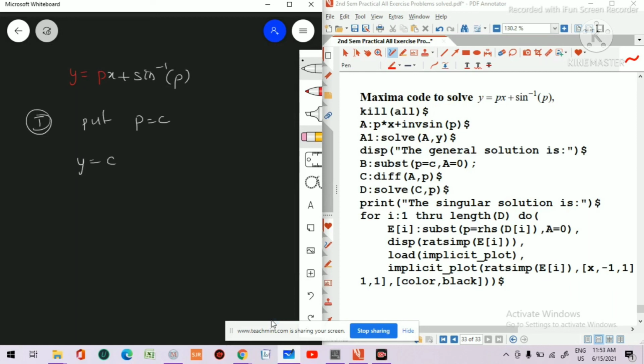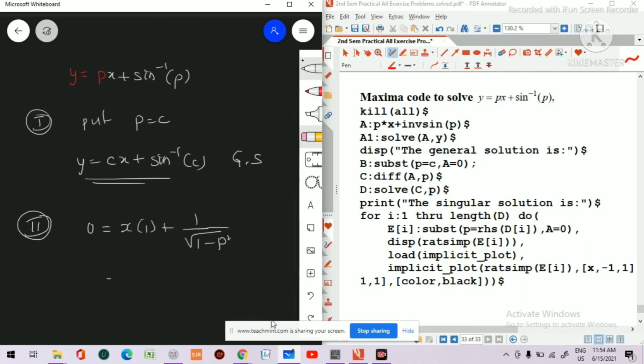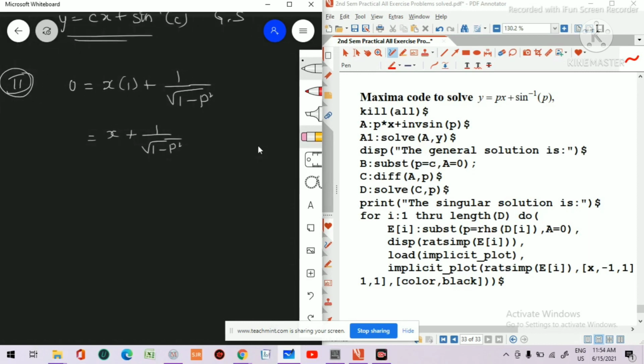So y is equal to cx plus sin inverse of c. This is my general solution. For the second part, differentiate partially with respect to p. On the left hand side I'll get 0. Partially with respect to p, x is constant, so I get x plus 1 by square root of 1 minus p square. Now you solve for p. This is equal to 0.